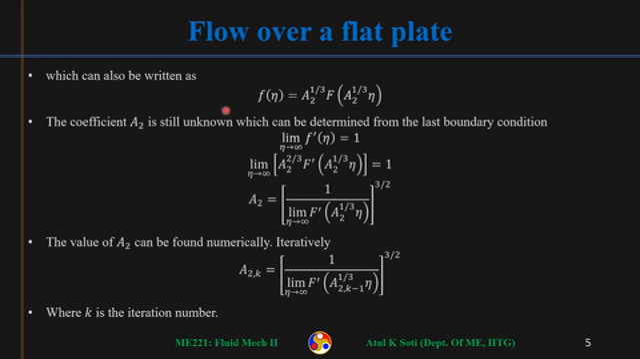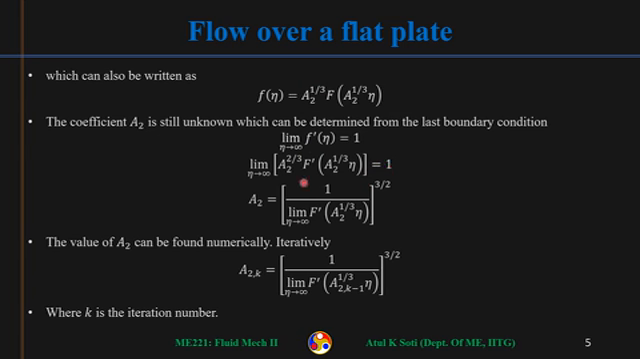So notice that one boundary condition is left, that f prime eta when eta tends to infinity should be equal to 1. This boundary condition is left. So when we apply this boundary condition, we'll get the value of a2. Okay, so the limit of this thing as eta tends to infinity should be 1.